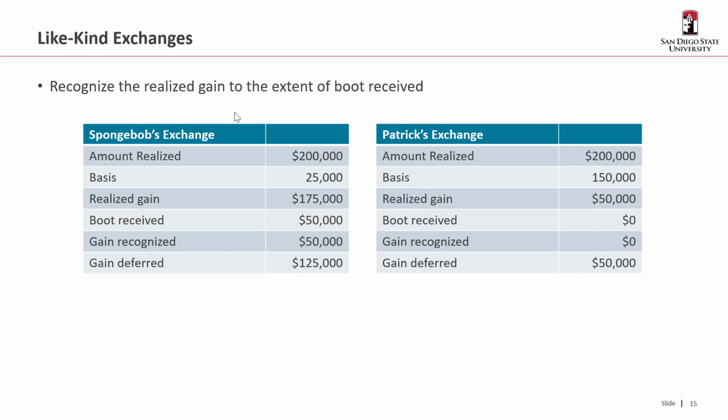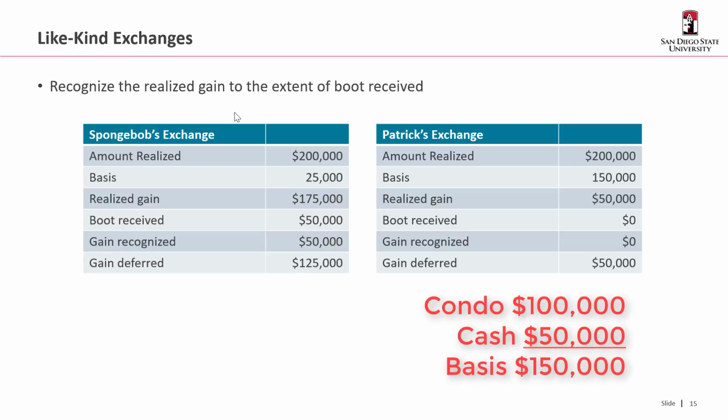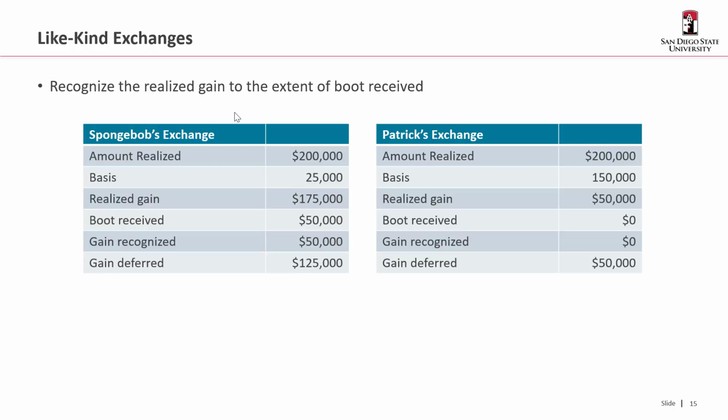When we look at Patrick's transaction, his amount realized is $200,000. So that's the value of the condo he's receiving from SpongeBob. His basis is 150. But recall that that basis doesn't match up with what we said. We said that Patrick's basis in his condo was 100,000. So why is it I'm reflecting 150 here? Well, recall Patrick is giving up an additional 50,000 in cash. So the basis of what he's exchanging is the 100,000 in the condo and another 50,000 in cash. As a result, his realized gain is 50,000.